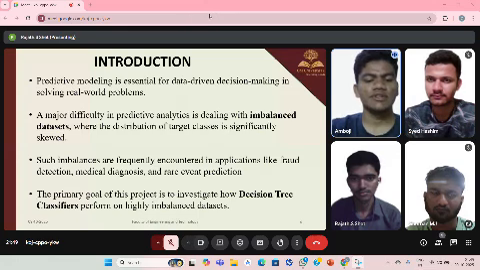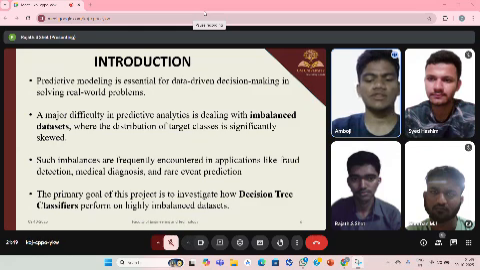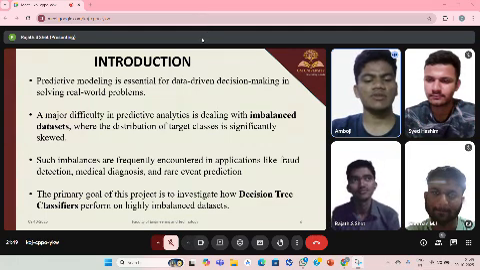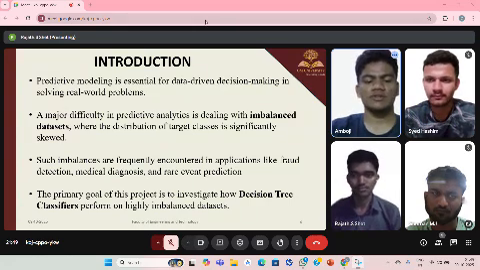Such imbalances happen often in real world tasks such as fraud detection, medical diagnosis, and rare event prediction. In this project, we'll test how well a decision tree, a simple tree-like model, works when data is uneven. It will help us understand if a decision tree can still make good predictions even when one class has much less data than the other. Next slide.